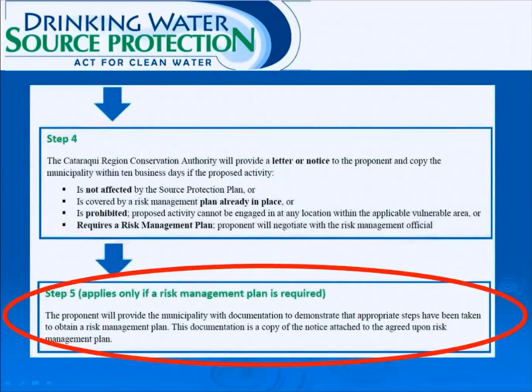Step 5 only applies if a risk management plan is required. The person planning to undertake the activity of concern will negotiate a risk management plan with the risk management official. Once the plan is agreed to by both parties, the risk management official will provide the proponent with a copy of the risk management plan along with a notice. Once the development proponent provides the municipality with a copy of the notice, regular municipal procedures may resume.